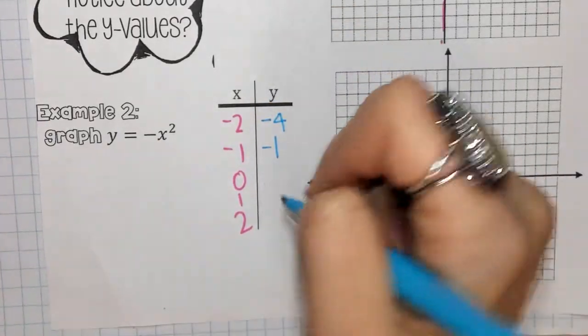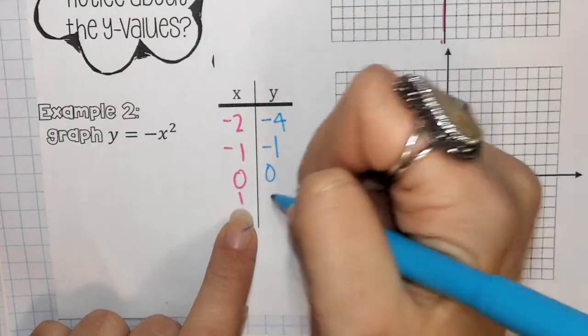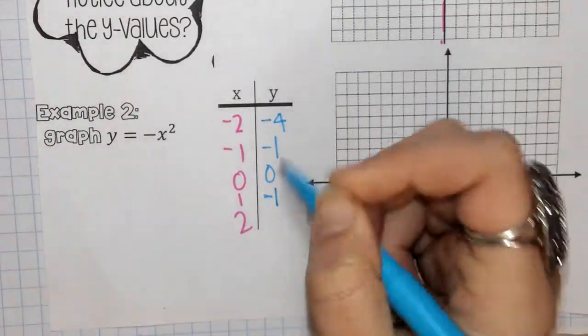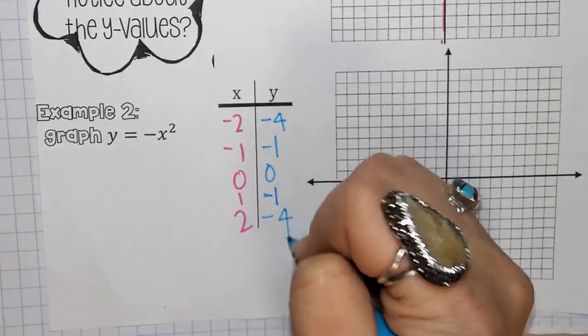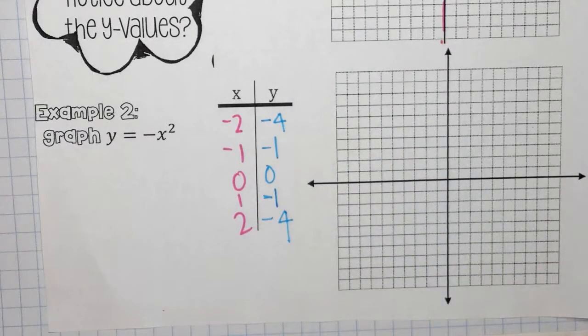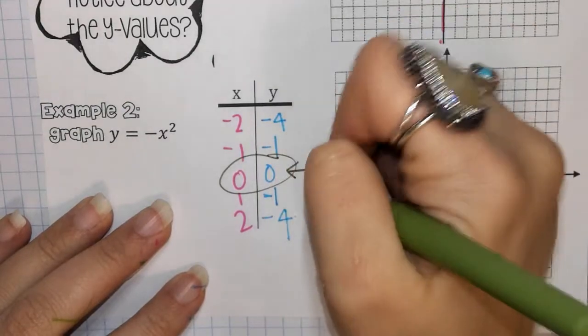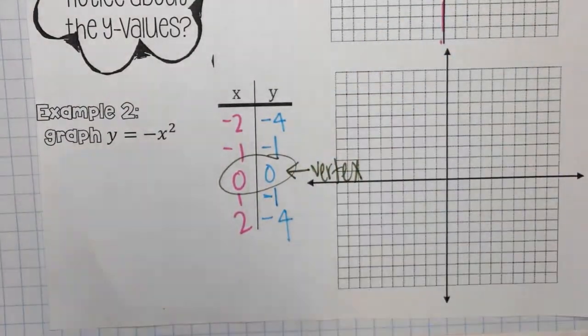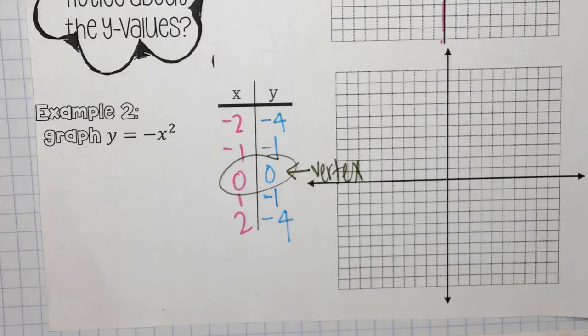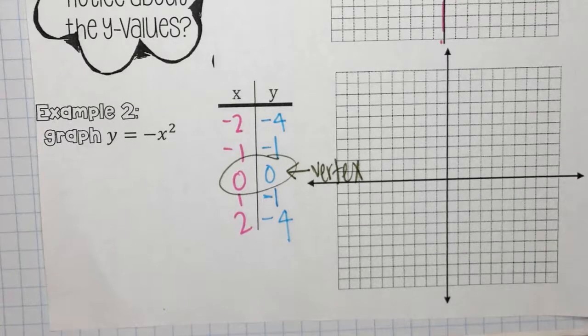What about 0? 0. Alright, what's going to be your answer for 1? Negative 1. And then for 2? Negative 4, because remember to square it. Now, which of those is our vertex? 0, 0. Why is that our vertex? It doesn't repeat. Alright, plot the points without me.